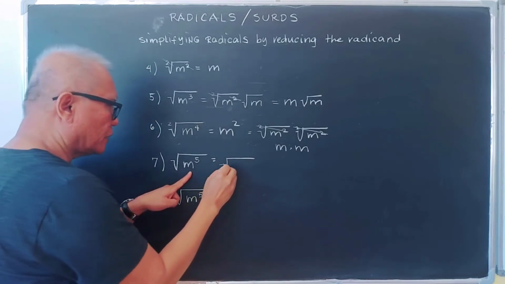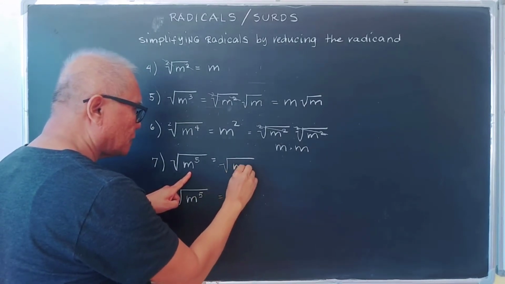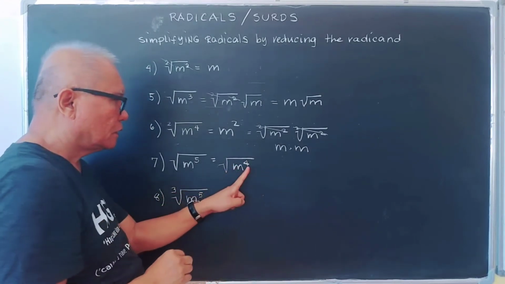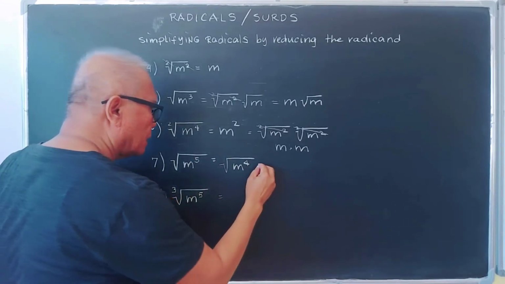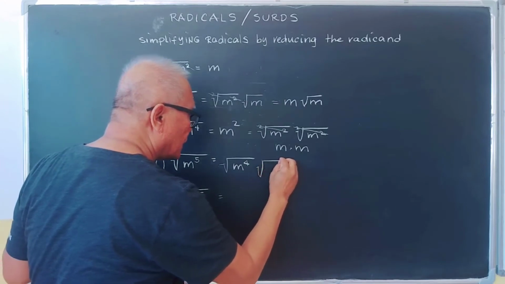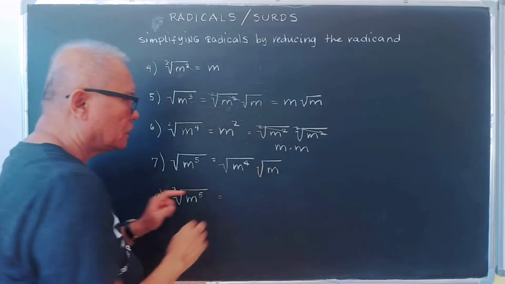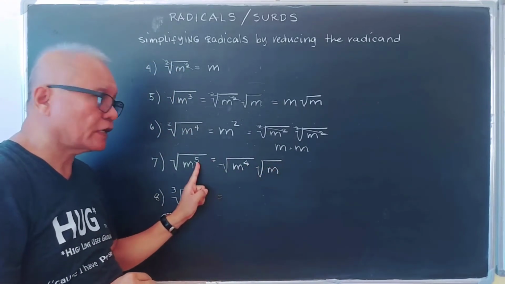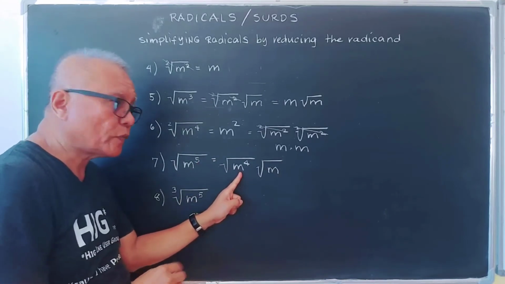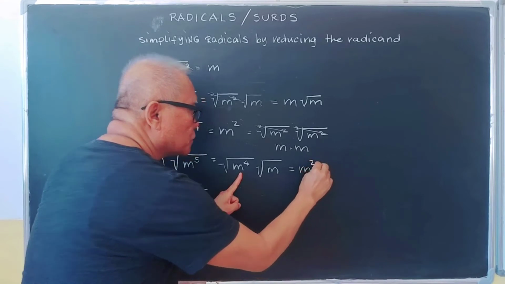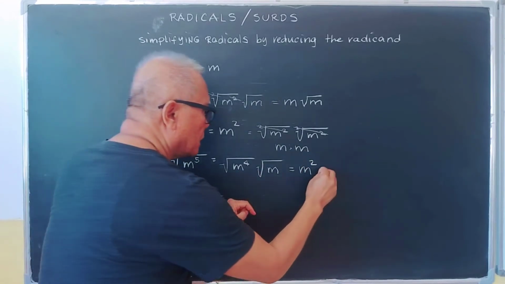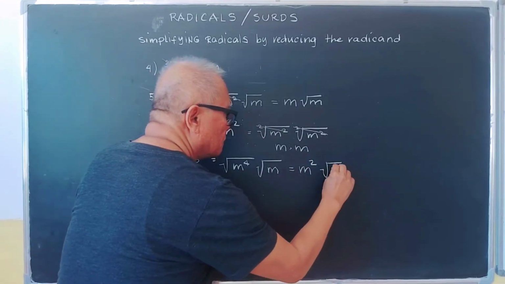just break this one into m to the fourth. M to the fourth, m6, m8. Okay, and the other one is simply m. 4 plus 1 is 5. And the square root of m to the fourth is m squared. And then you write square root of m.